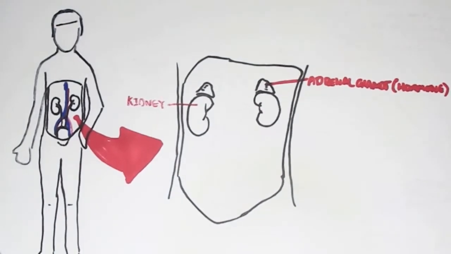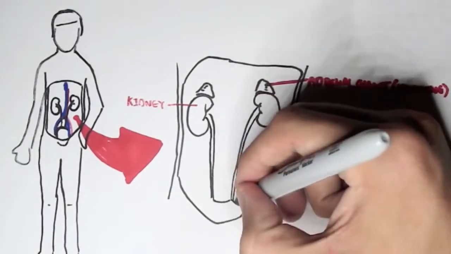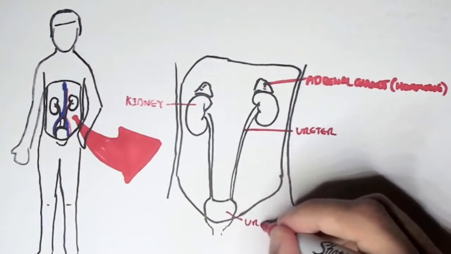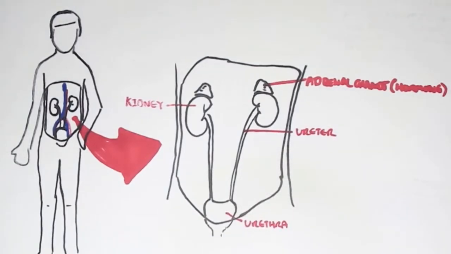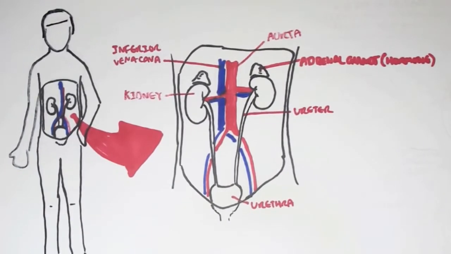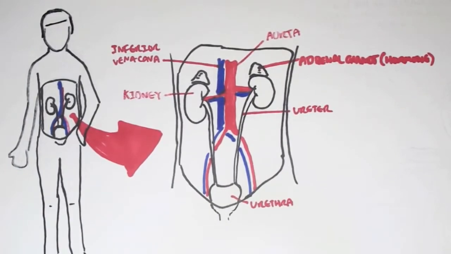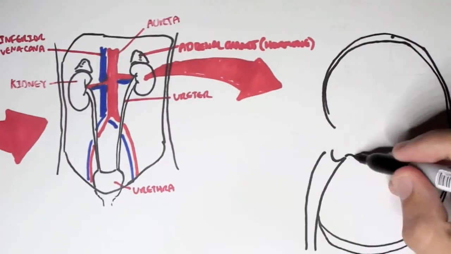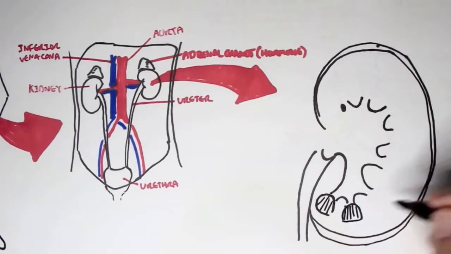Now, the kidneys' normal function is to produce urine, which then travels through the ureter into the urethra, where it can then be expelled by our body, either through the penis or the vagina. Now, also we have the arteries, the big aorta, which supplies our kidneys and other organs around it. And then we have the inferior vena cava, which brings the blood back to the heart. Now let's zoom into one of these kidneys and look at its anatomy briefly.